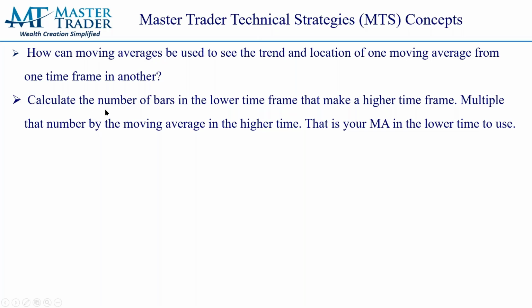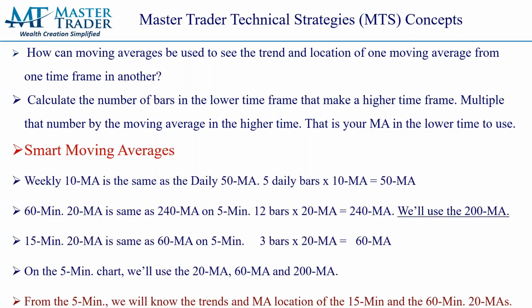So as it says, you need to calculate the number of bars in your lower time frame that make up a higher one. How many daily bars are in a weekly time frame? Most weeks, 5. On a shortened holiday week, it's 4. So we'll just deal with that. We don't need to be perfect. And when you figure that, you multiply the number by the moving average in the higher time frame, and that's your MA on the lower time frame. So I call them smart moving averages. Here I'm just doing the calculation to show you an example. Weekly 10 MA, same as the 50 on the daily.